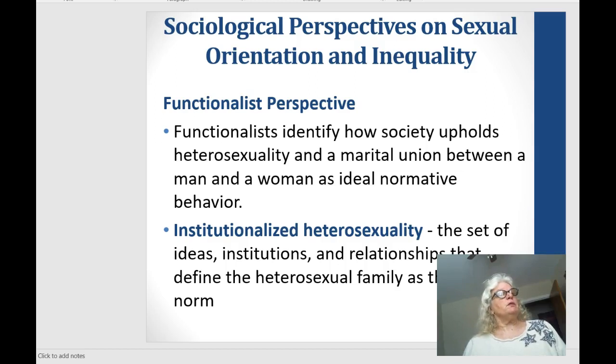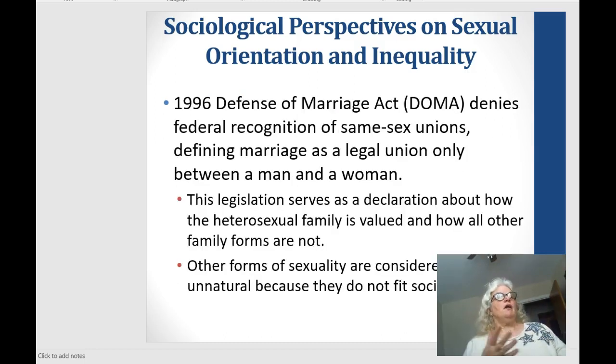So in the functionalist perspective, functionalists identify how this society holds heterosexuality as the norm, that men and women are ideal and normative and into place. Now remember, that is the stability of the society when we look at the functionalist perspective, and that there are these set ideas of what relationships are and defined on who we are as we look at that. And so people will examine the issues and come to such things as the Defense of Marriage Act, which denies federal recognition of those same-sex unions.